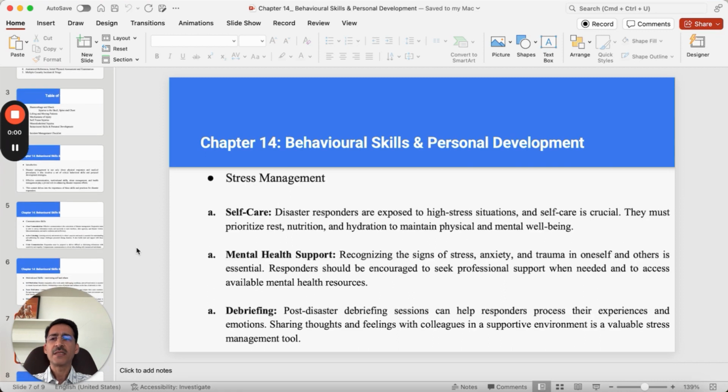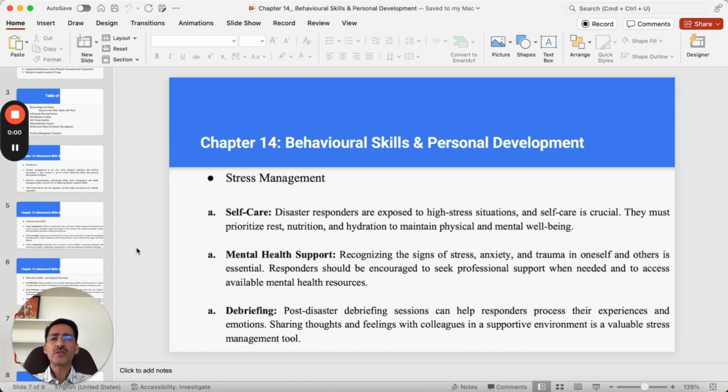Stress management. Self-care. Disaster responders are exposed to high-stress situations, and self-care is crucial. They must prioritize rest, nutrition, and hydration to maintain physical and mental well-being. Mental health support. Recognizing the signs of stress, anxiety, and trauma in oneself and others is essential. Responders should be encouraged to seek professional support when needed and to access available mental health resources.